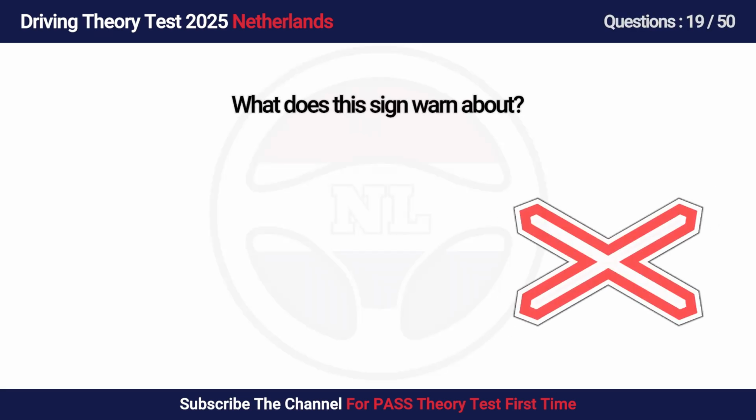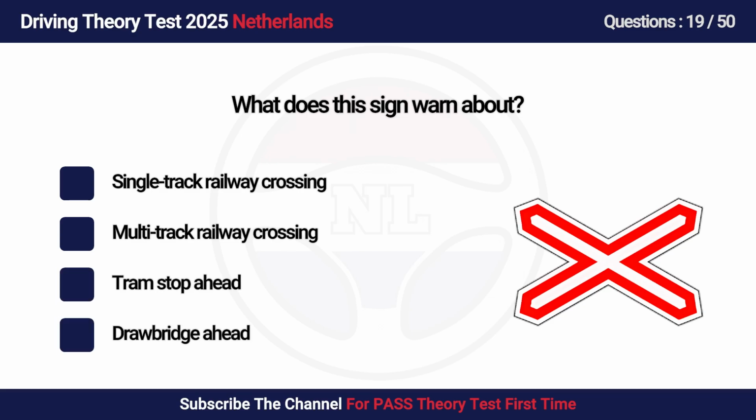Question 19. What does this sign warn about? A. Railway crossing. B. Railway crossing. C. Tram stop ahead. D. Drawbridge ahead.